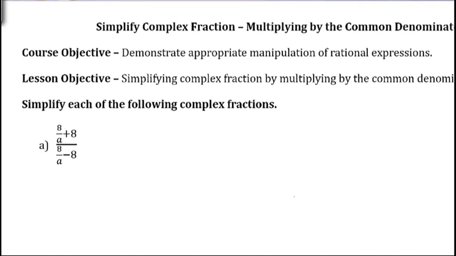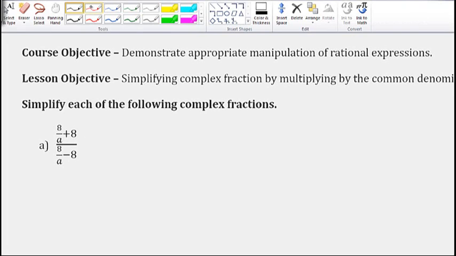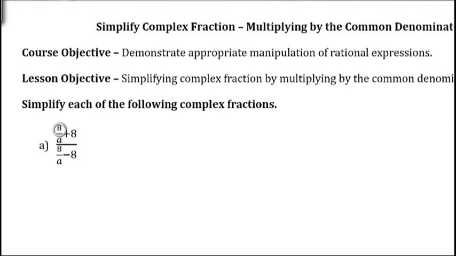This lecture is about simplifying complex fractions, and we're going to be multiplying by the common denominator in order to simplify these complex fractions. So a complex fraction basically is a big fraction that contains smaller fractions. So this first example, we have 8 divided by a plus 8 over 8 divided by a minus 8.